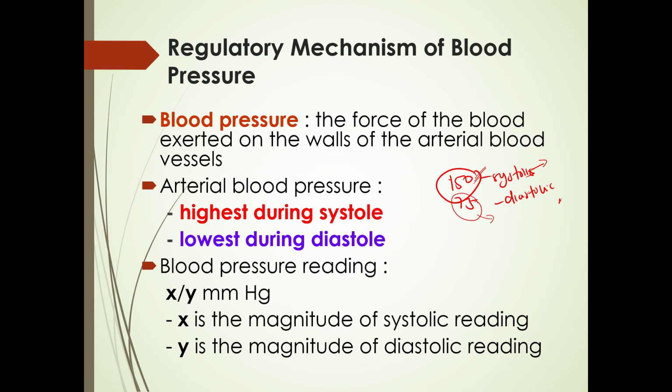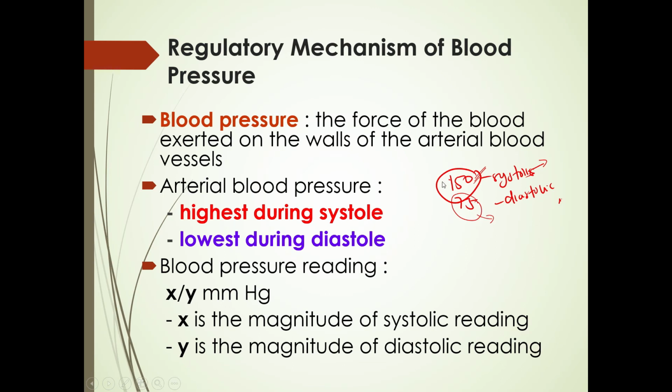It is lowest during diastole because at that time the ventricle is relaxed, the muscle of the ventricle is relaxed. Blood pressure reading is in mmHg. I'm sure some of you, or maybe your mom or grandmother or father, go for a medical checkup, and the doctor will check the blood pressure. They will give you a reading like 100 over 75. Usually the upper part is very high compared to the lower one.